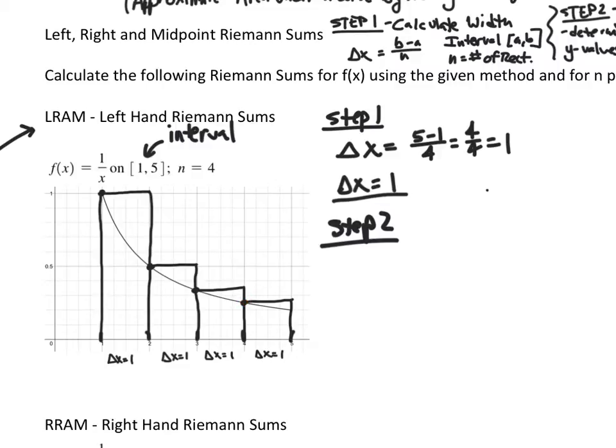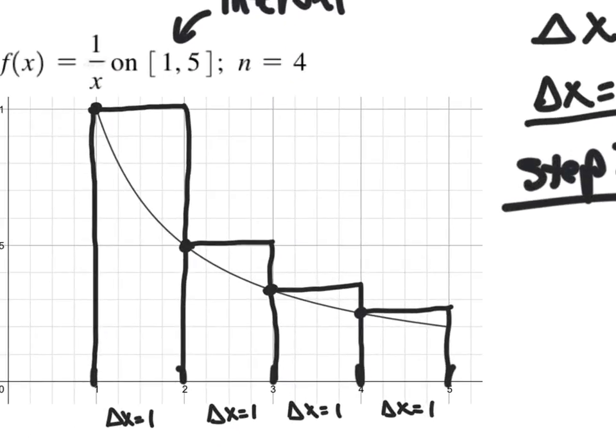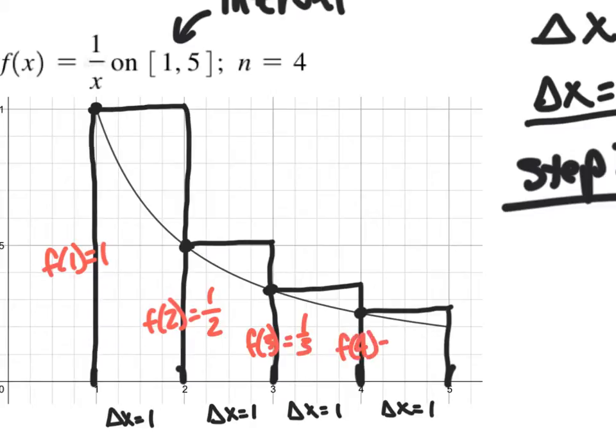So the way to get those is to plug these x values into our function and get those numbers. I'm going to do that real quick. f of 1: if I plug 1 into my function, I get 1 over 1, which is just 1. If I plug in 2, f of 2 is 1 divided by 2, so that's a half. f of 3 is equal to a third, and f of 4 is equal to a fourth.